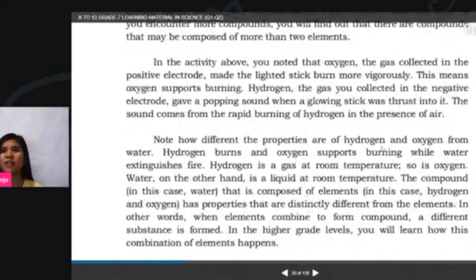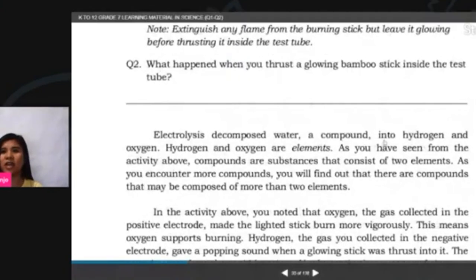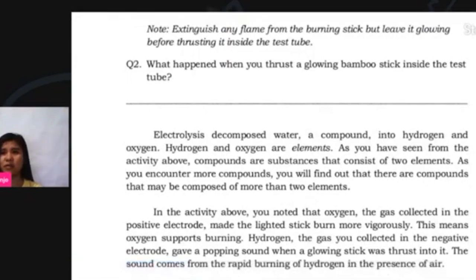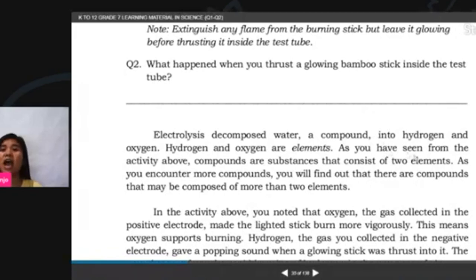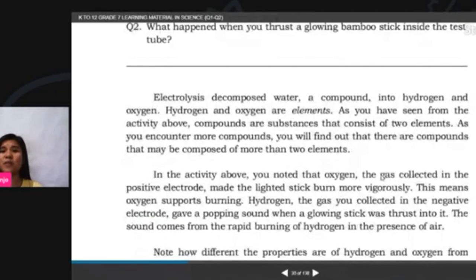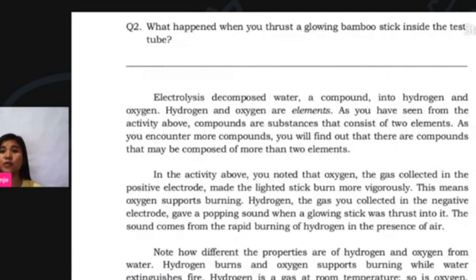So in this electrolysis, water is decomposed. Water is a compound. Electrolysis decomposed water, which is a compound, into hydrogen and oxygen. Hydrogen and oxygen are elements. As you have seen from the activity above, compounds are substances that consist of two elements.